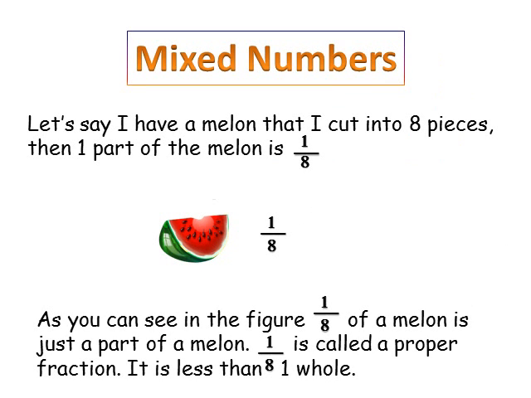Alright. As you can see in the figure, 1/8 of a melon is just part of one of the melon, right? And 1/8 is called a proper fraction. It is less than one whole. Okay. Proper fractions means the numerator is smaller than the denominator, and that means it's less than 1.